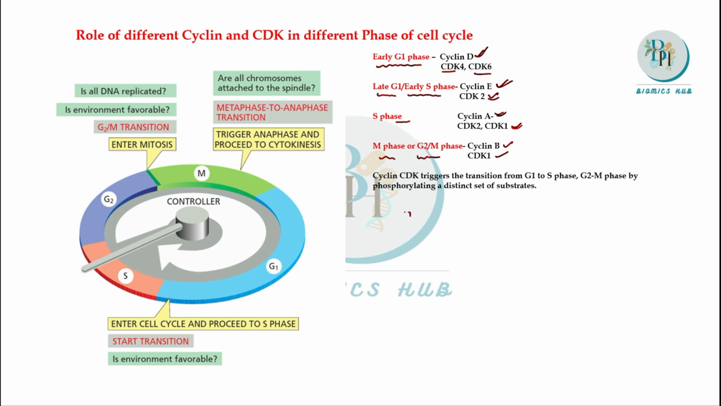So let us again see. For G1 phase, it is cyclin D, CDK4, 6. In the G1 to S phase, it is cyclin E, CDK2. In the S phase, it is cyclin A, CDK2, CDK1. In the M phase or G2 to M phase, it is cyclin B and CDK1. Okay, D, E, A, B, 46, 22, 11.